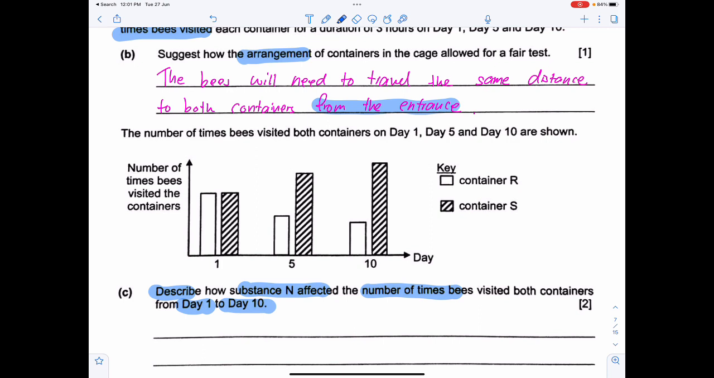Usually there will be at least one, if not two trends. Now, many of you just straight away told me that your N will increase the number of bees visiting the container, right? So the one with actually substance N is actually container S. So what you should have done, which I don't see any of you doing, is to annotate so that you are clear.